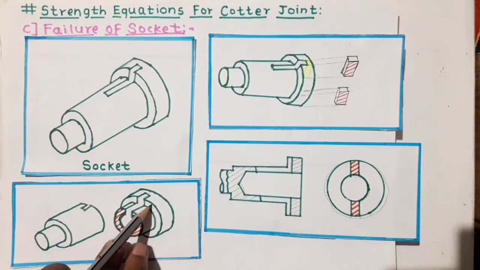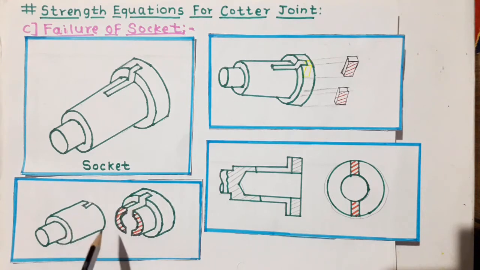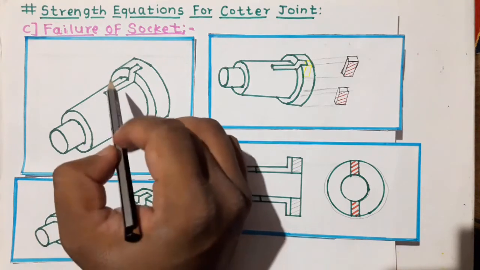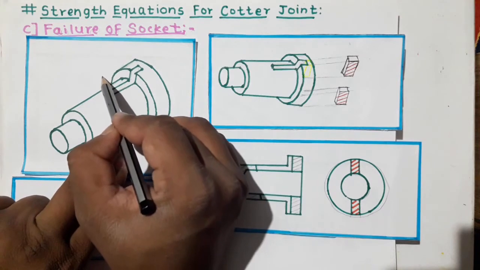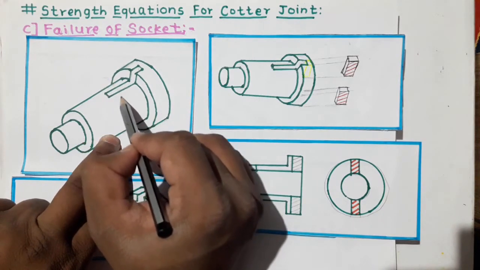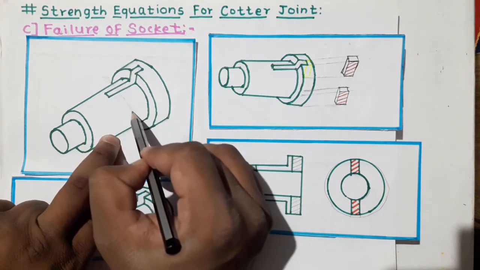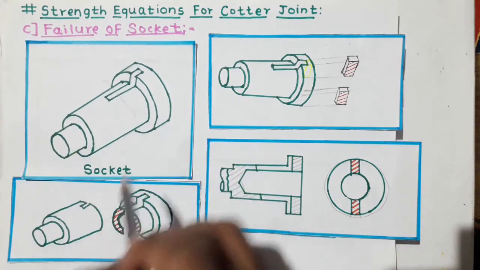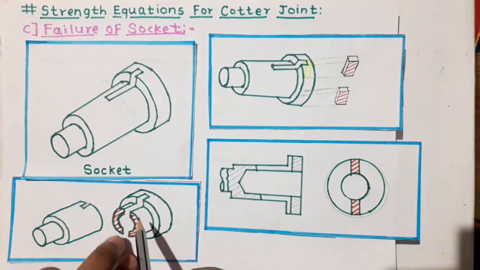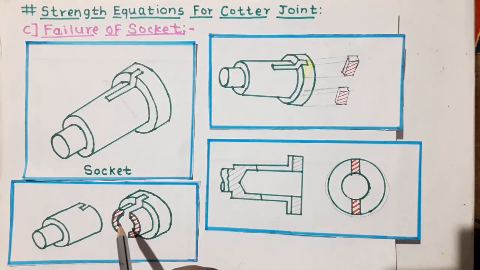First is the tensile failure, which is shown in this diagram, due to tensile stress. We know that failure always occurs at the weaker section, and this is the weaker section where the slot is present. So along this plane where the slot is present, this socket will fail, and it is shown in this diagram. So first is the tensile failure because of the tensile stress.